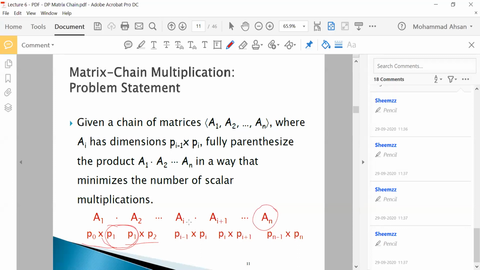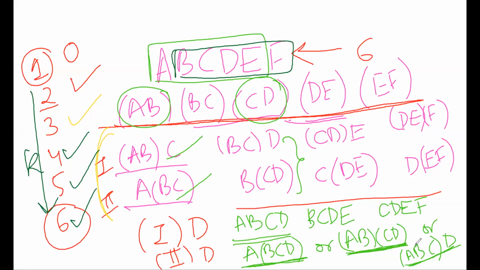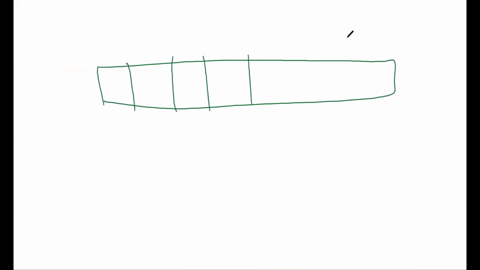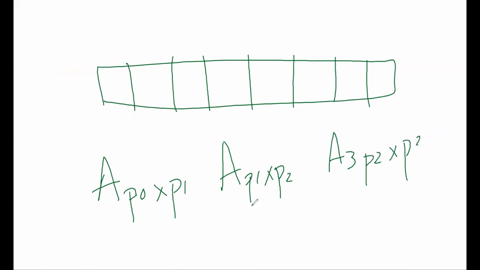To store the order of the matrices, we declare an array, indexed 0, 1, 2, 3, so on, up to n. Let me show it to you on the whiteboard. A1 is P0 into P1. A2 is P1 into P2. A3 is P2 into P3. So I'll store P0 here, P1, P2, P3, so on. So this is 0, 1, 2, 3, 4.